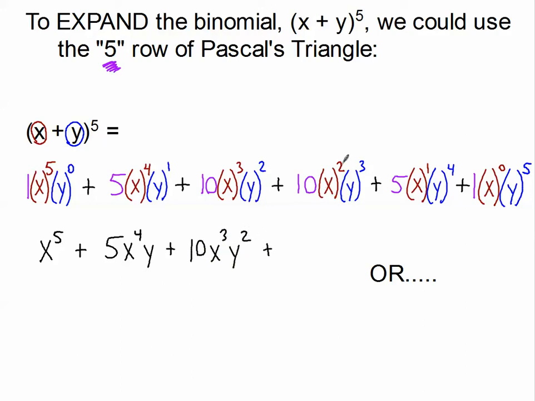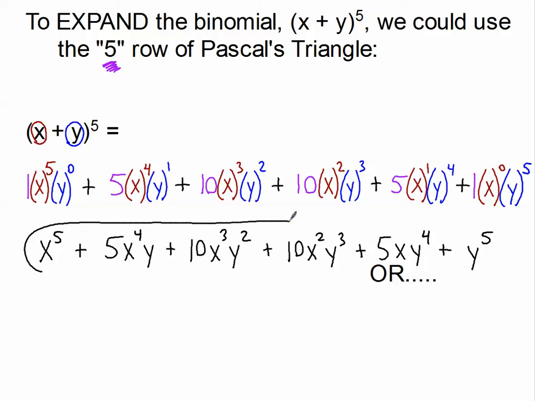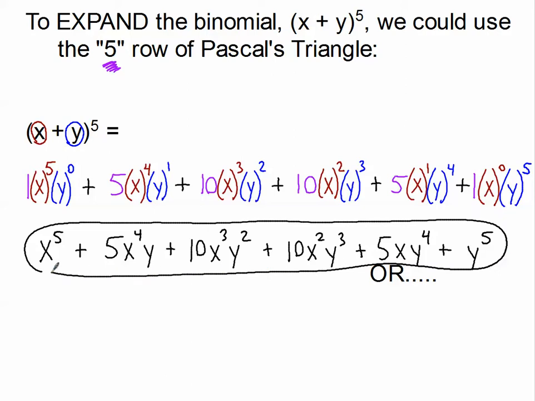Next, x squared, then y cubed times 10, and there's our 10x squared y cubed. Next, x to the first, y to the fourth times 5. So this is pretty simple now. And then our last term, x to the 0 turns into a 1. 1 times y to the fifth, of course, is just y to the fifth. And this is the expansion of x plus y to the fifth power using Pascal's triangle.